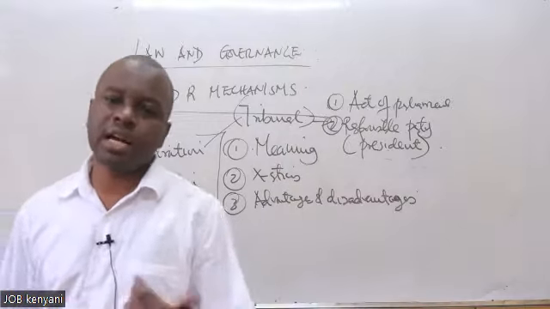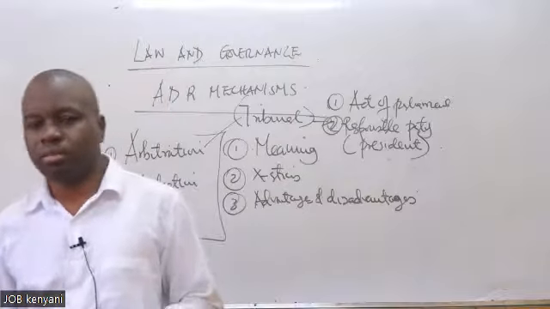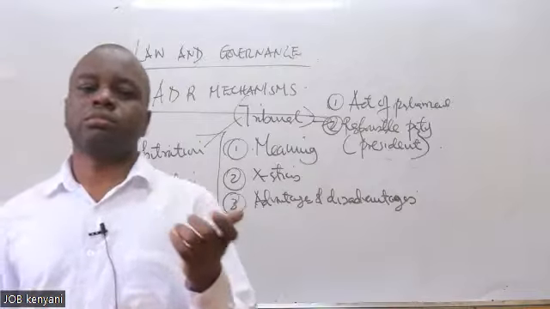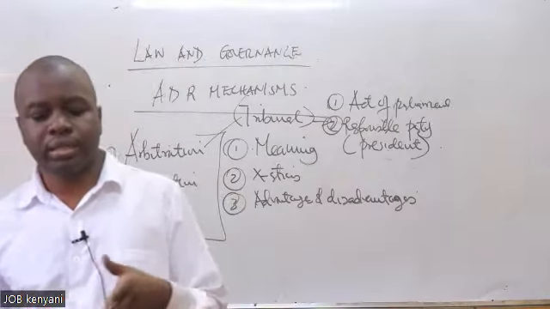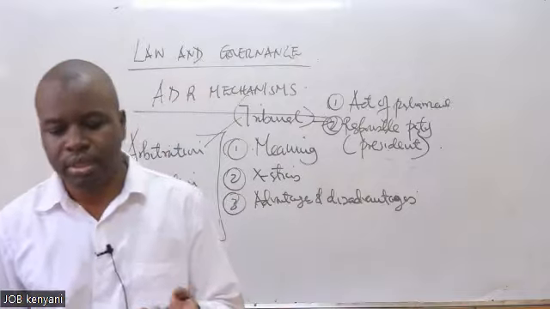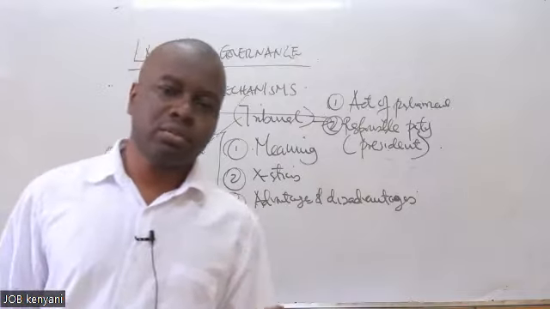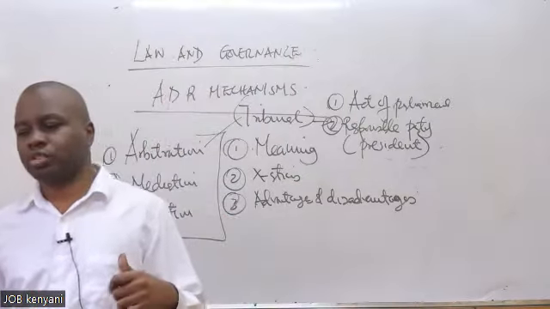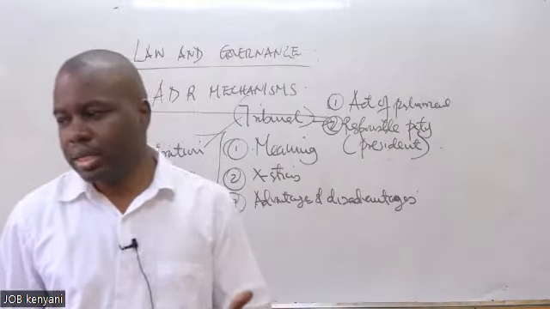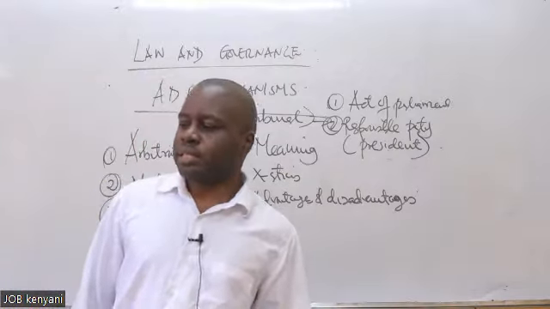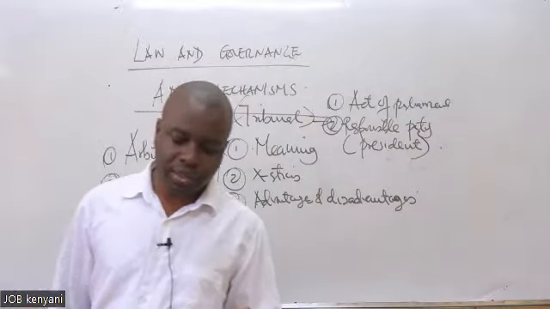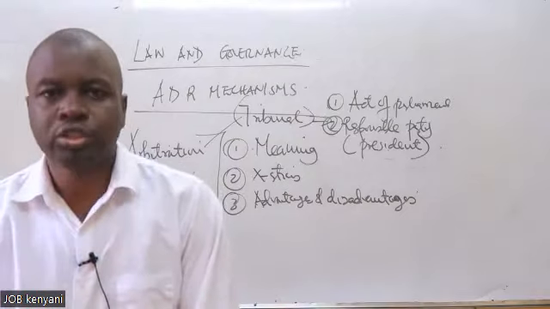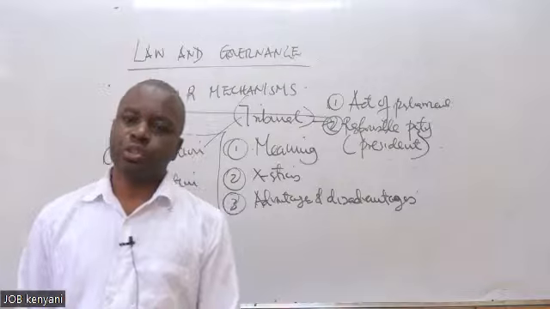Then the chances of reaching an agreement under negotiation are usually very minimal because there is no one who can control the dispute resolution mechanism. So the chances of reaching an agreement are very minimal compared to the other processes. So those are the disadvantages of going for the negotiation process as a dispute resolution mechanism.